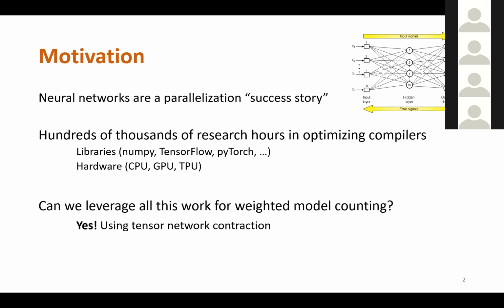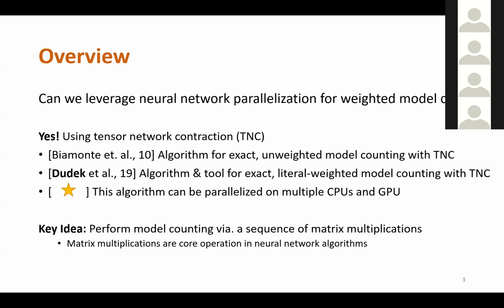So given this large body of work, we'd like to know if we could find some way to leverage this work for use in weighted model counting. And what I'm going to present to you today is one such technique for doing so, which is through tensor network contraction. The general idea began around 2010, which showed that there was an algorithm for exact unweighted model counting using tensor network contraction, a technique that originated in the physics community and has roots all the way back in the 70s.